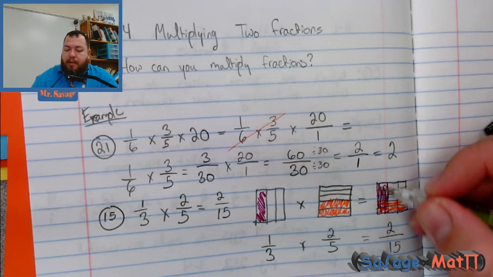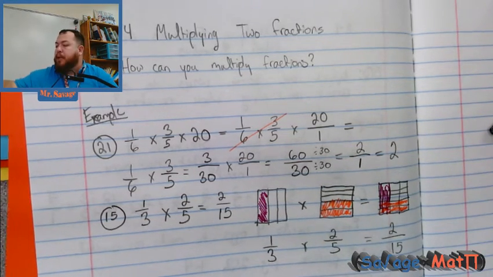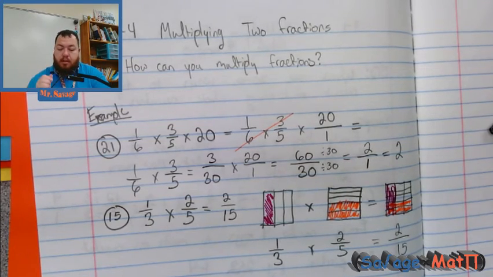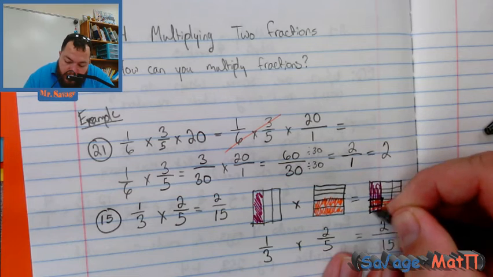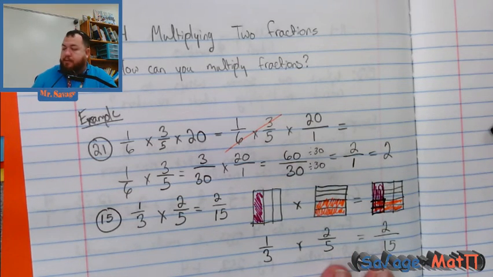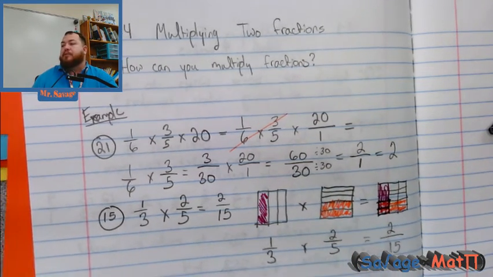So I ignore everything else. I'm only worried about these 2 areas right here that are shaded in on top of each other. And that gives me 2/15.